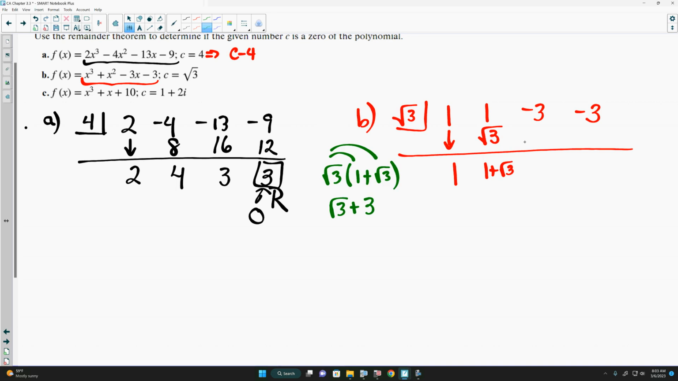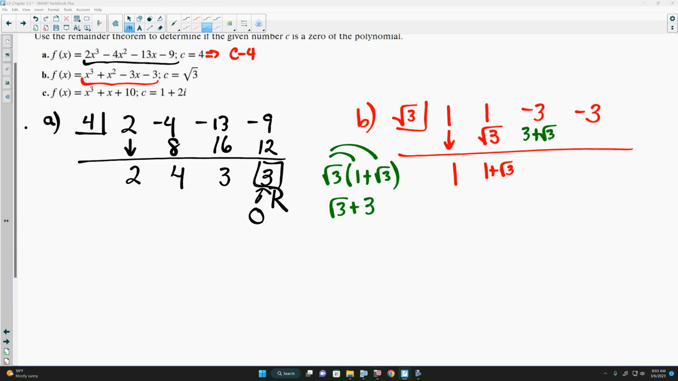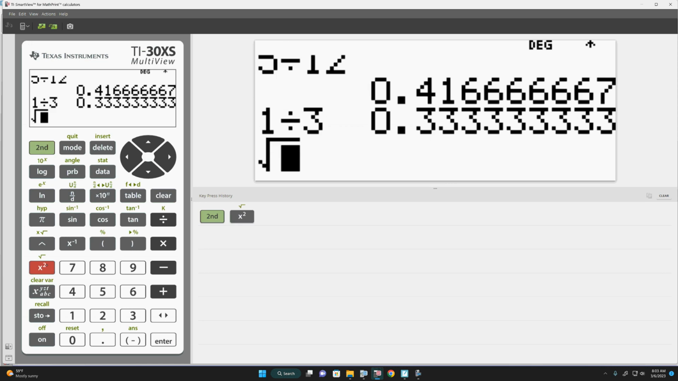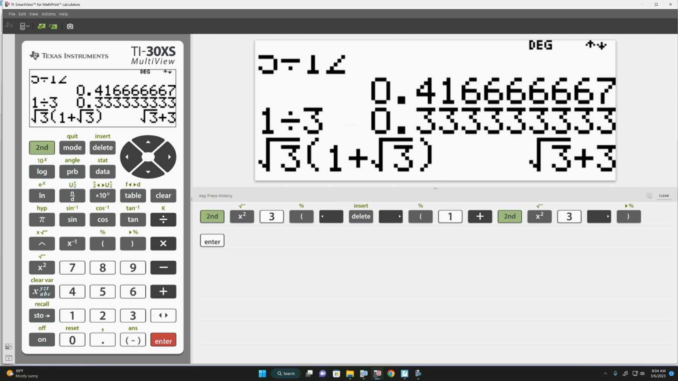So we can say 3 plus the square root of 3, or square root of 3 plus 3. We can write it either way. Now, on the yellow calculator, we could say second square root of 3, parentheses, to get outside the square root, parentheses 1 plus second square root 3. It'll tell us it's square root of 3 plus 3. The calculator can do these in there.